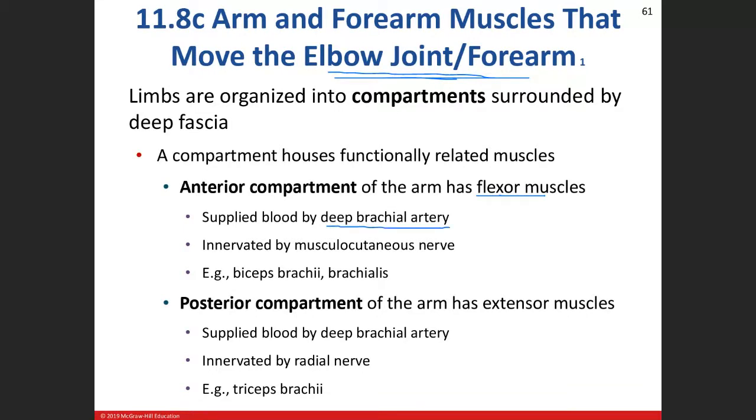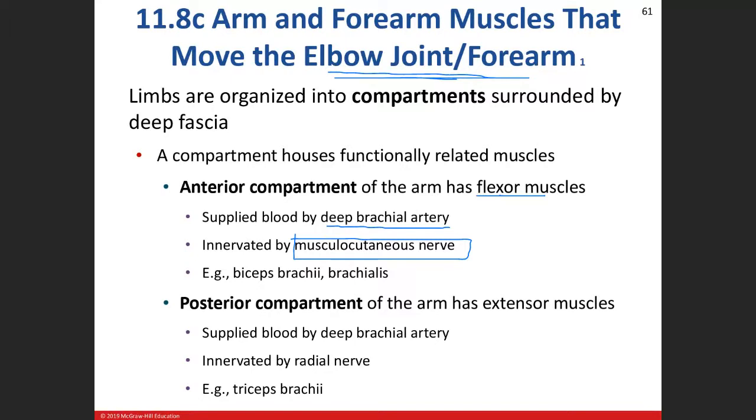Not so much to worry about that, but the musculocutaneous nerve is the nerve that supplies the flexor muscles of the anterior compartment of your arm. Those are the muscles that bend your elbow. That's going to be your biceps brachii muscle and then the brachialis muscle. Those are the primary movers, or elbow flexors.